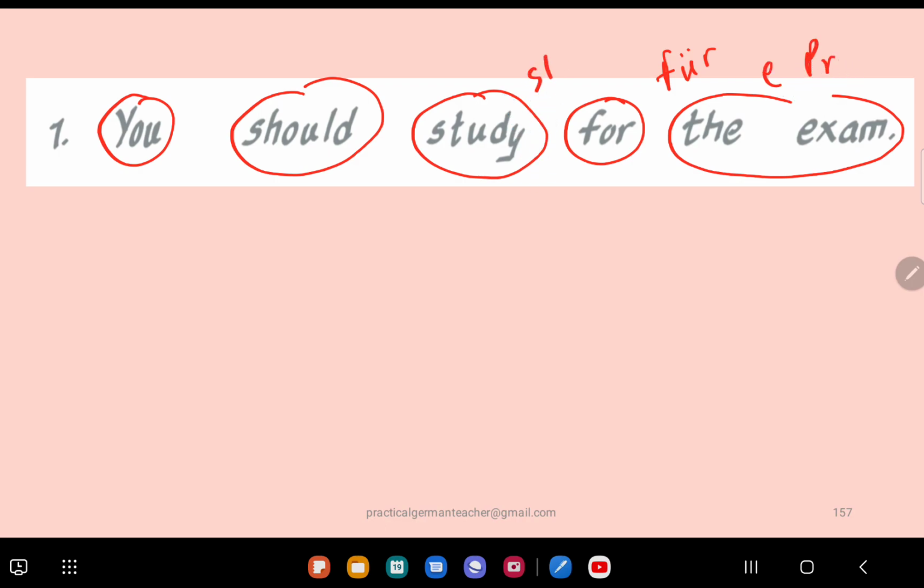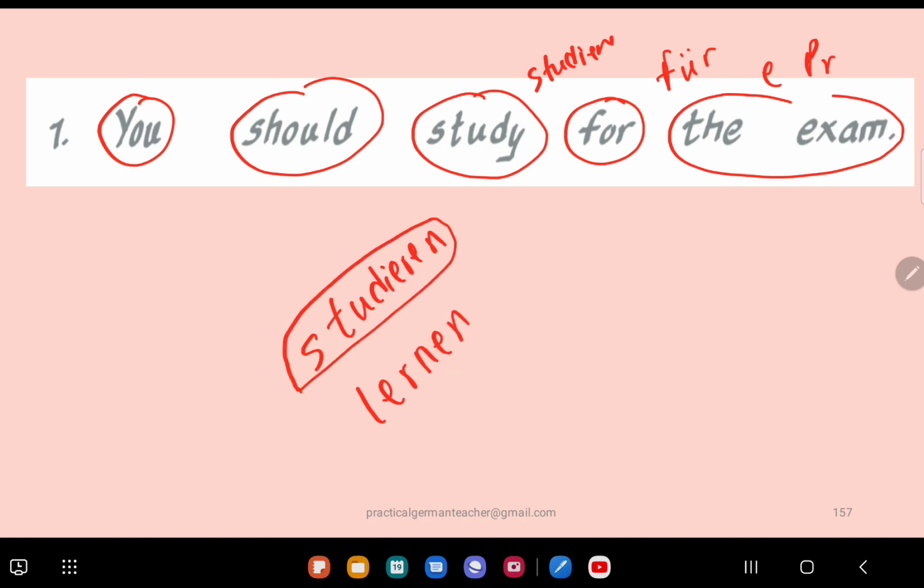Study, so don't say studieren, because there is a difference between studieren and lernen. You use studieren only when you are talking about majoring in something. For example, you are studying data engineering, data science, computer engineering, mechanical engineering. But when you study some subject within that major or masters, you use lernen. Lernen is the act of studying something, a book or a chapter or for an exam. So here it is lernen.